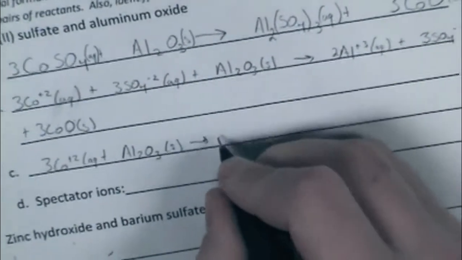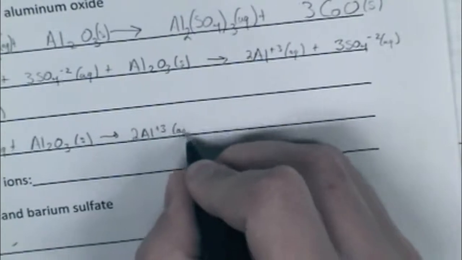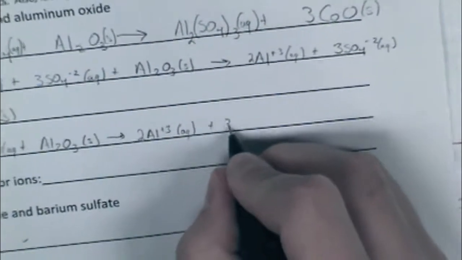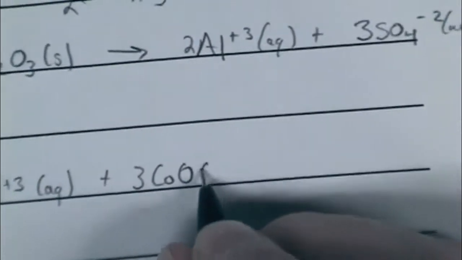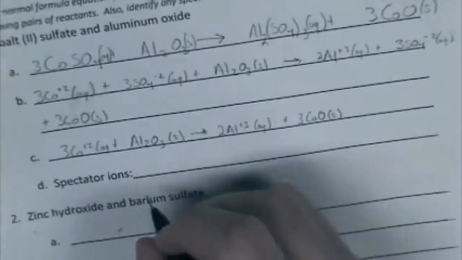Okay, and then for the next step, you're going to have to be finding the limiting reagent. And then the spectator ion is the one that didn't change from the reactants to the products, and the spectator ion would be sulfate. And let's just show that.